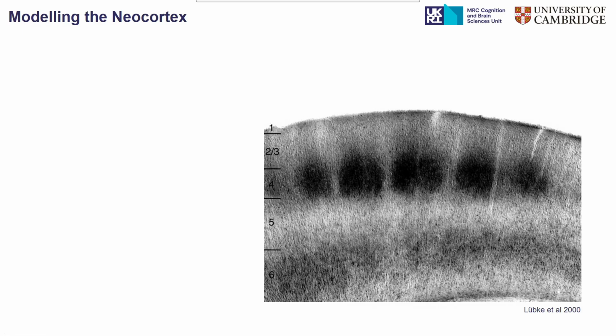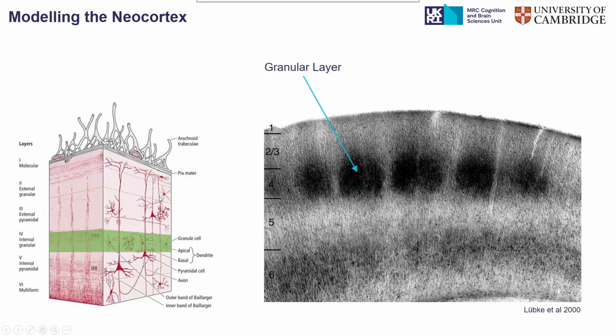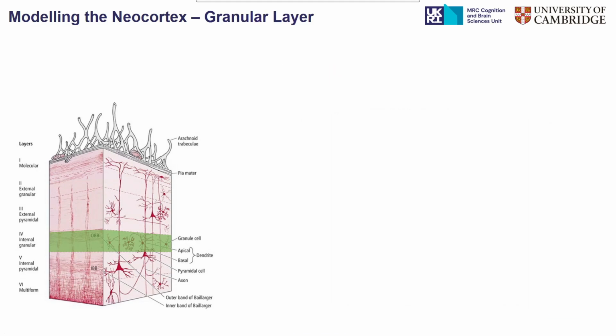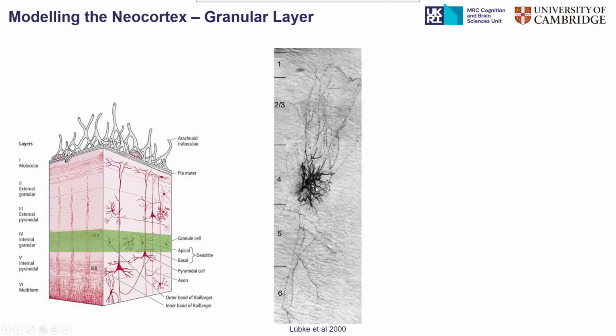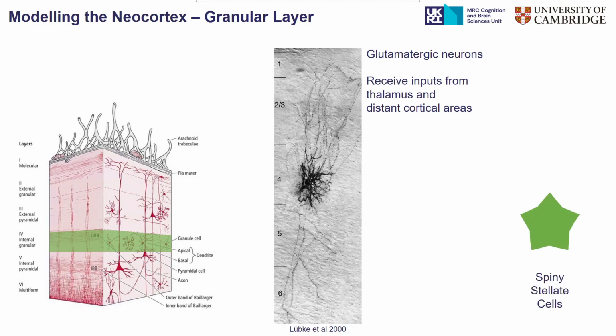We start with modeling the neocortex of a rodent. This is the barrel cortex, and it is called so because of the repetitive columnar barrel-like arrangement found in the cortex. The cortex has this patchy appearance in layer 4, which is one of the granular layers. It is called so because of the presence of certain specific neurons which give it this appearance. Out of the 6 layers of the cortex, layer 4 consists of granule cells, and some of these are star-shaped excitatory neurons which are glutamatergic. These receive inputs from the thalamus and distant cortical areas and are referred to as spiny stellate cells.